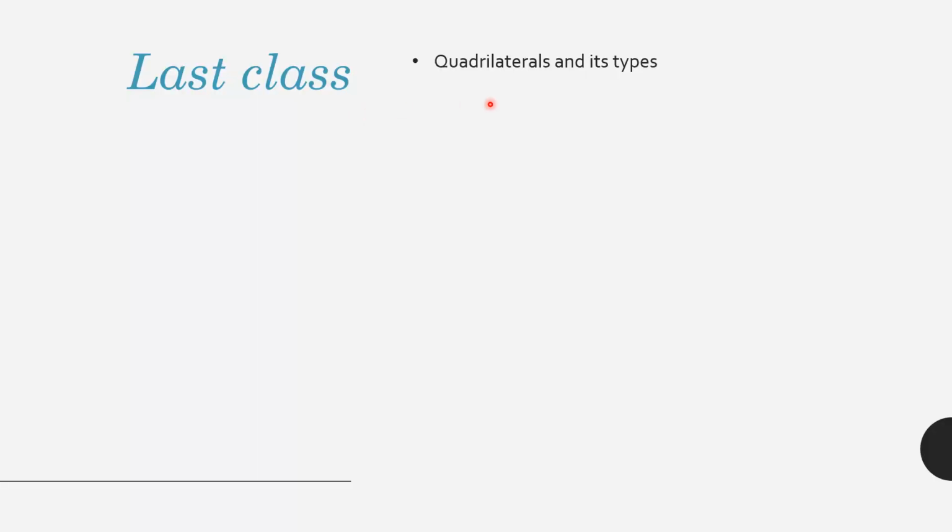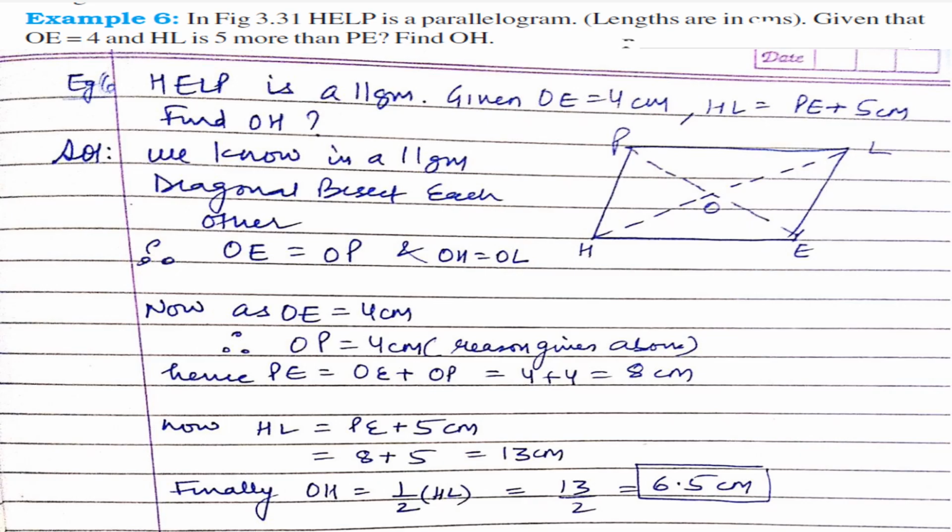In the last lecture, we discussed quadrilaterals and their types, in which we saw how a parallelogram can be considered as a parent, and it has three children, namely rectangle, square, and rhombus. Then we have trapezium and kites. Okay. Before this, let's discuss example number 6.